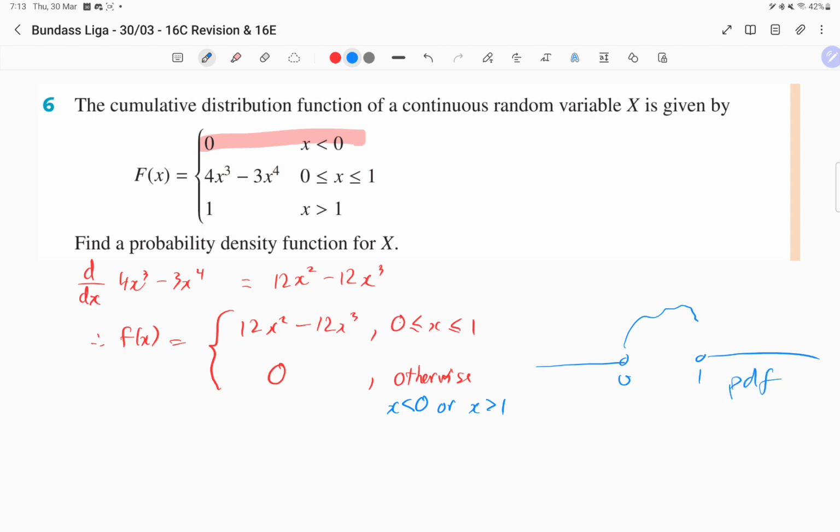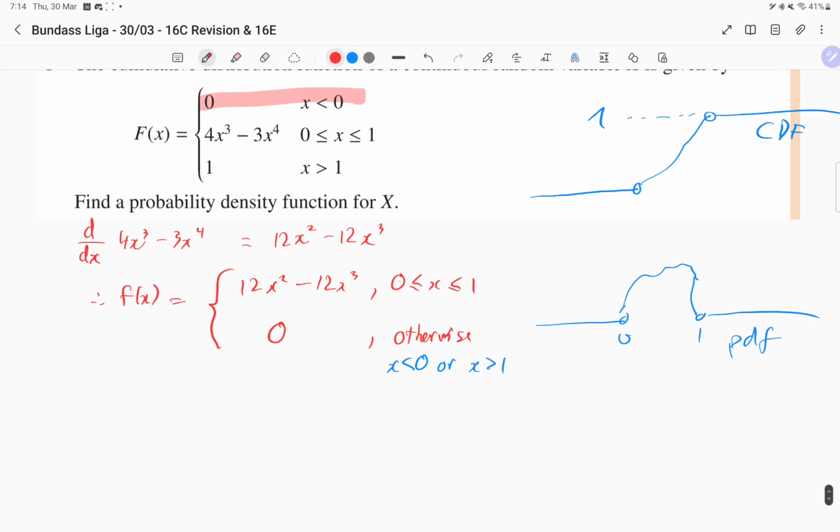That make sense? For the CDF, it will start from 0 still, and then it will be a strictly increasing function, but after that it will stay at 1. This is the CDF. Yeah, you see the difference? Okay. So yes, that's question 6.